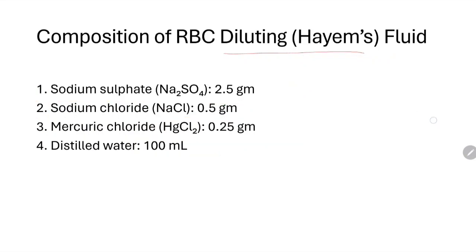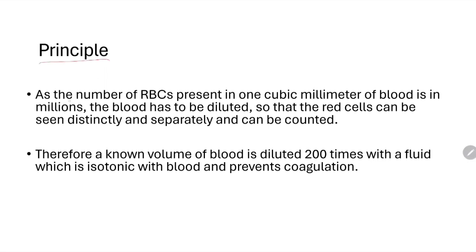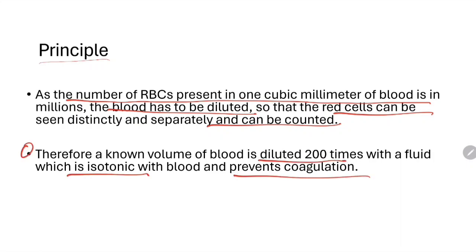Now, next slide. The principle: we must know the principle. As the RBC count is in millions, the blood should be diluted so that cells can be counted separately. For that we have to dilute the blood 200 times with isotonic fluid, and it should prevent coagulation, so an anticoagulant must be there.